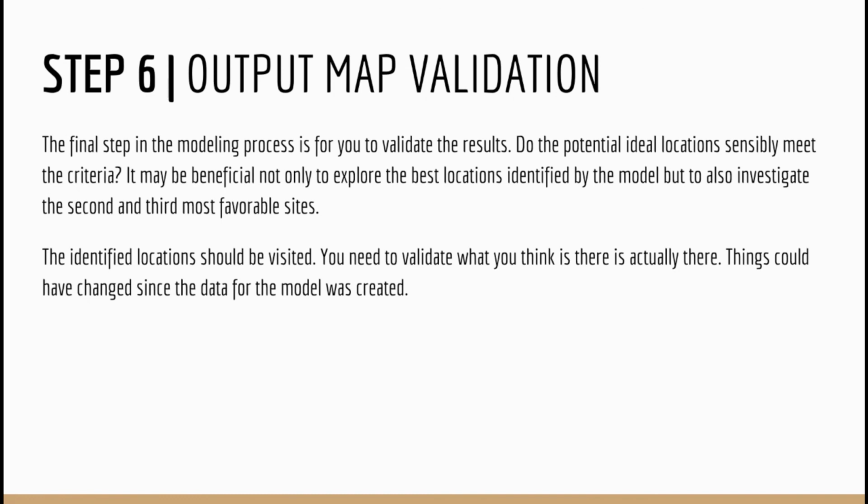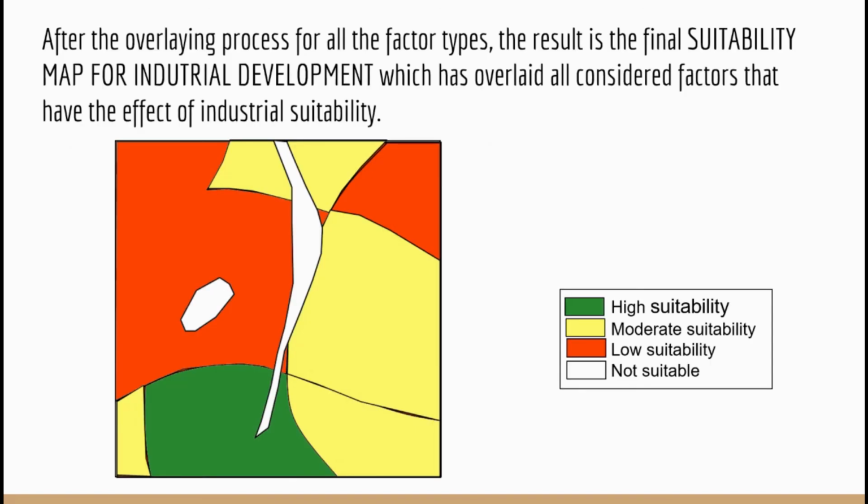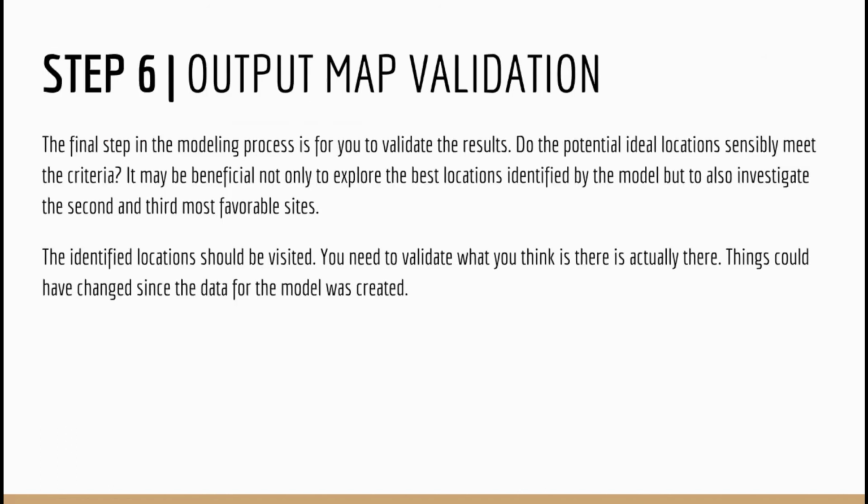Lastly, we need to validate the output, the map validation. Because we have got the final map like this, we need to validate on site. Is the area really suitable, or is the area less suitable? So we need to validate on site. Well, in our case now, maybe we validate by using Google Map. Okay. So the output map validation, the final step in the modeling process, is for you to validate the result.